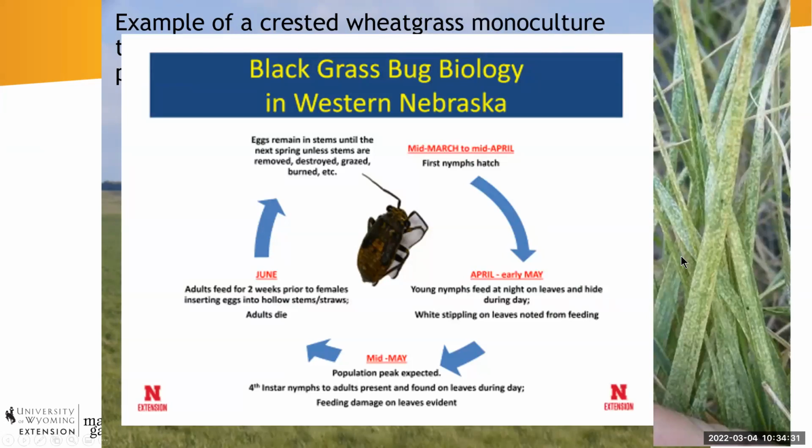So their biology is such that crested wheatgrass and intermediate wheatgrass green up pretty early in the spring, and they are also timed to that. They'll start to be active very early in the spring, and then will complete their life cycle and mate and start laying eggs in like May. Where they put their eggs is in the stems of the previous year's growth. So there are ways: mowing, burning, even haying can help reduce their populations if they get too bad.